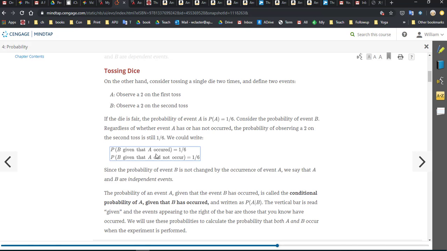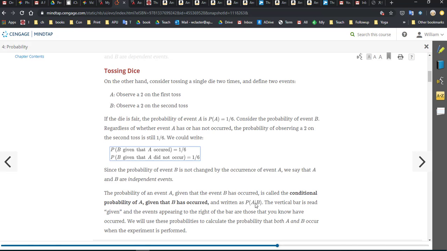It doesn't matter. And then let's read this one. Probability of B given that A did not occur is also 1/6. So it doesn't matter whether A occurs or it doesn't occur. The probability is 1/6. So that's why we say that they are independent.